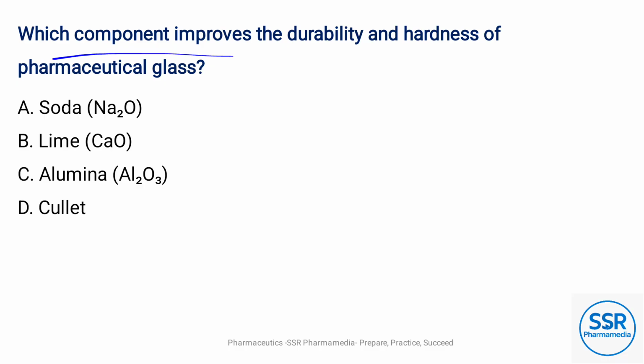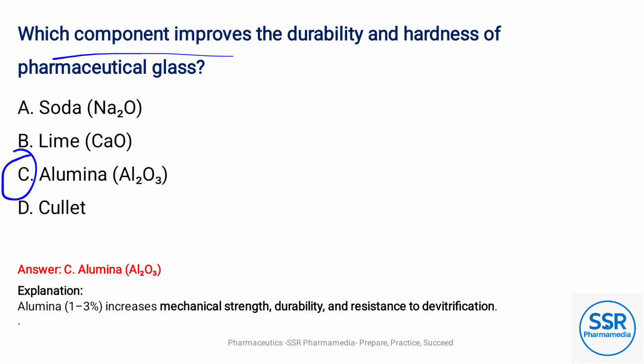Which component improves the durability and hardness of pharmaceutical glass? Option C, alumina. Nearly 1 to 3% of alumina is present. It increases the mechanical strength, durability and resistance to devitrification.